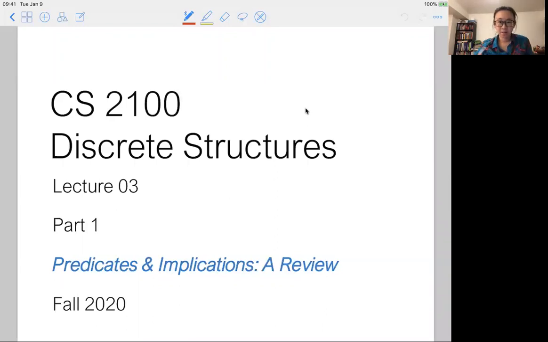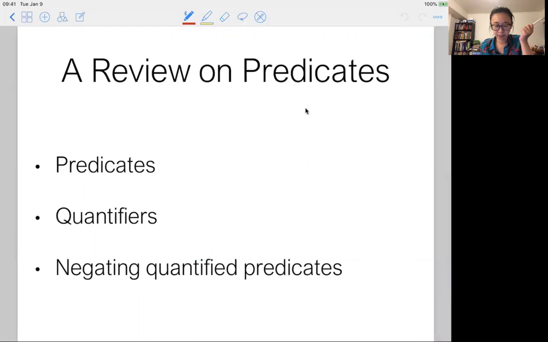All right. Hello, everyone. Now we are talking about part 1 of lecture 3, and we're going to give a quick review over the concept of predicates and implications. There are a few concepts surrounding predicates: what is a predicate, what is a quantifier, and how to negate a quantified predicate.